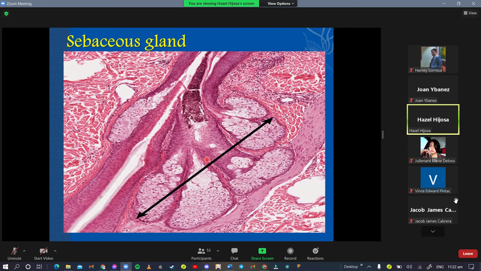This gland has a secretory portion, which is made up of a round sac and a short duct that opens directly into the lumen of the hair follicle. Okay.